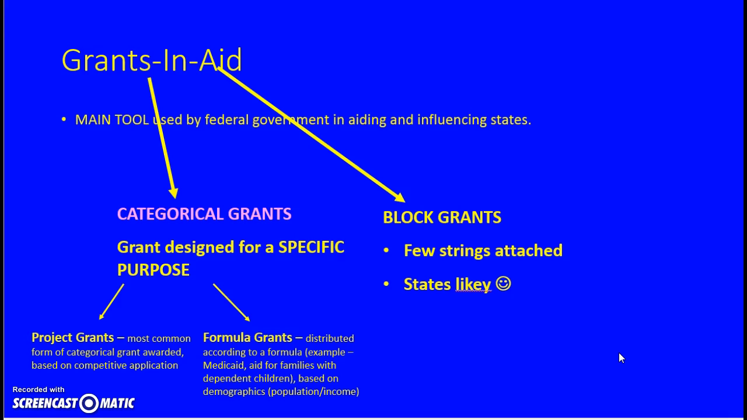Categorical grants are designed for a specific purpose, and project grants are one example of those, awarded most often based on competitive applications, and then formula grants, distributed according to a formula. That could be the number of people living at poverty level or below in a state. They might get more money because of that. Another type of grants in aid would be block grants. There are a few strings attached to these. The states like these. A categorical grant might be funding for teacher salaries, whereas a block grant might just be funding for education. So the states have more leeway in how they spend that money.